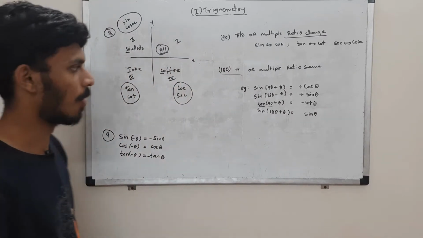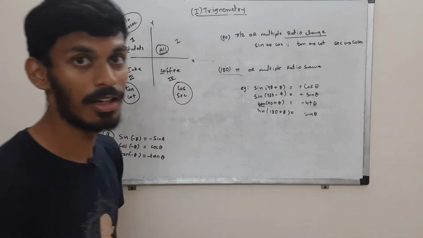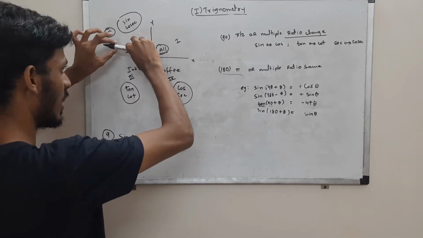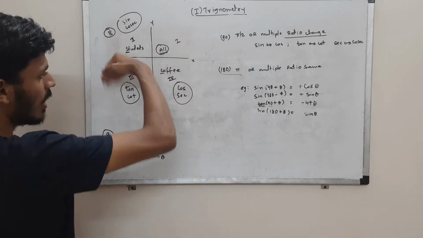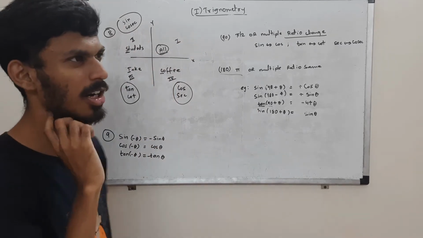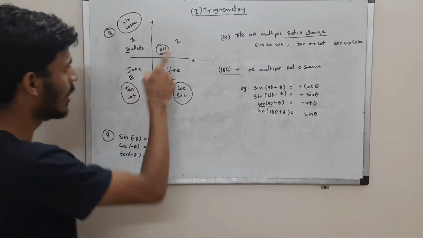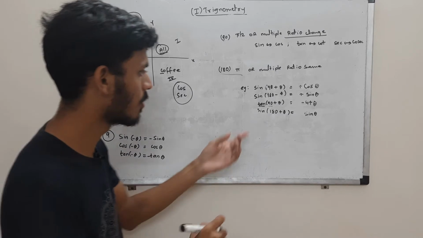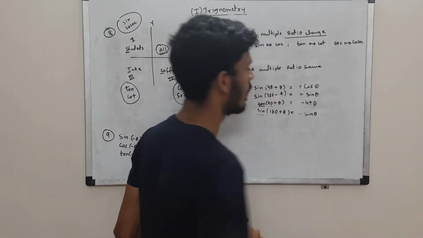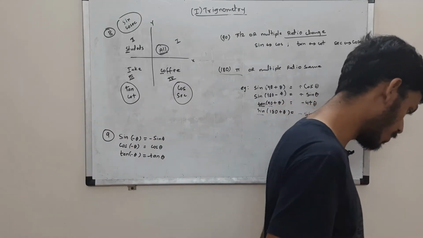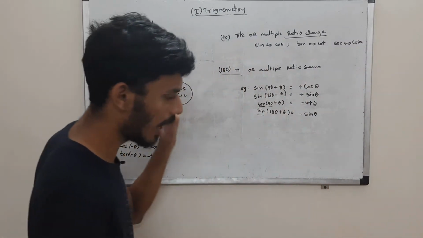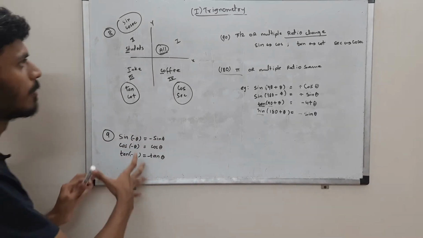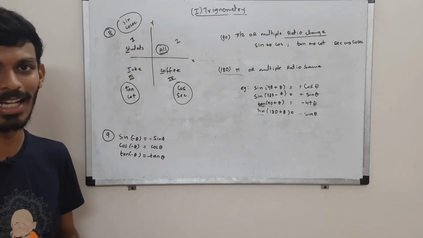Now 180 plus theta will be in the third quadrant, right? So this is 180, a straight line, plus some theta. 180 plus theta is in the third quadrant. In the third quadrant, only tan is positive. All students take tan, and cot is positive. The rest are all negative. So sine is negative. Let me check those. So we get cos, sine, minus cot and minus sine. Yes, that's correct.